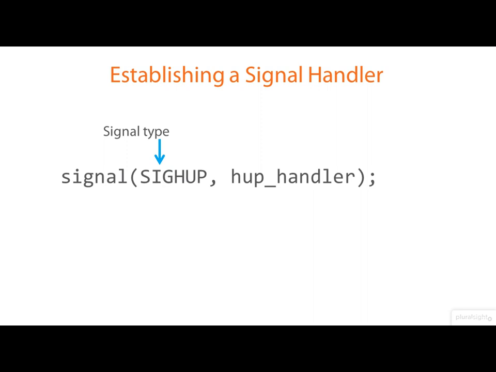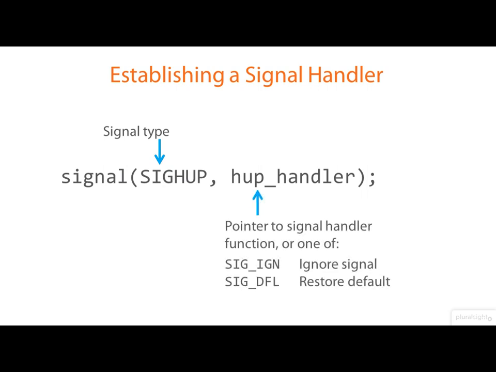The first argument is the signal number you're installing the handler for, and the second is a pointer to the handler function. Now in C, if you write the name of a function without calling it, as we do here, you get a pointer to the function. Just as if you write the name of an array without indexing into it, you get a pointer to the array.